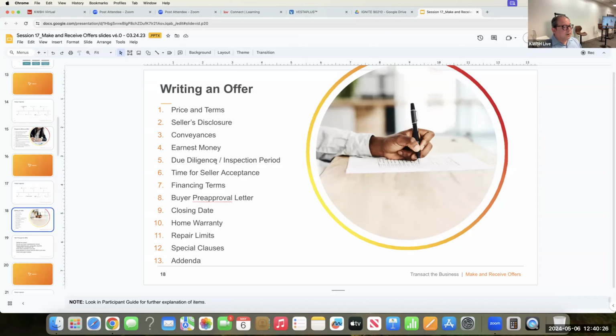Okay, so due diligence inspection period, time for seller acceptance. By default, the offer is good for 3 days until 5 PM. By default, if you don't shorten it. Now, if I'm writing an offer on Thursday or Friday, I want to shorten my time period to Saturday night. My offer is going to expire Saturday night. Why? They're going to have an open house on Sunday, and I don't want another buyer coming in and putting in an offer. I want them to respond to me before the open house. So if I write an offer on Thursday or Friday, I'm going to make my expiration Saturday night.